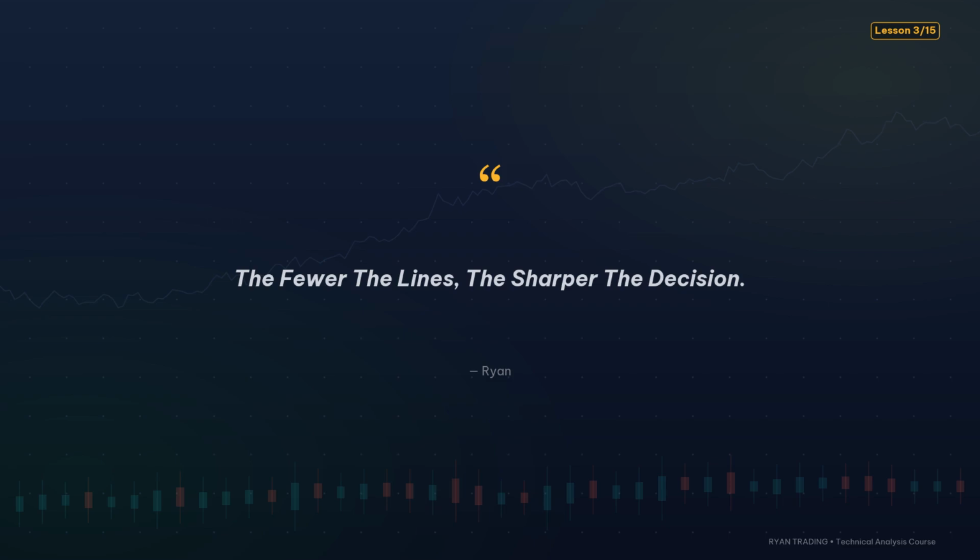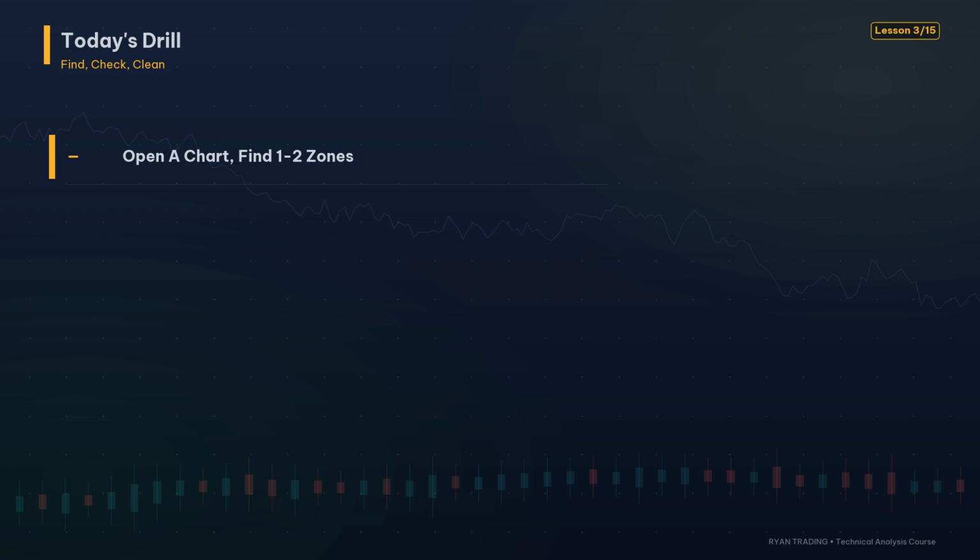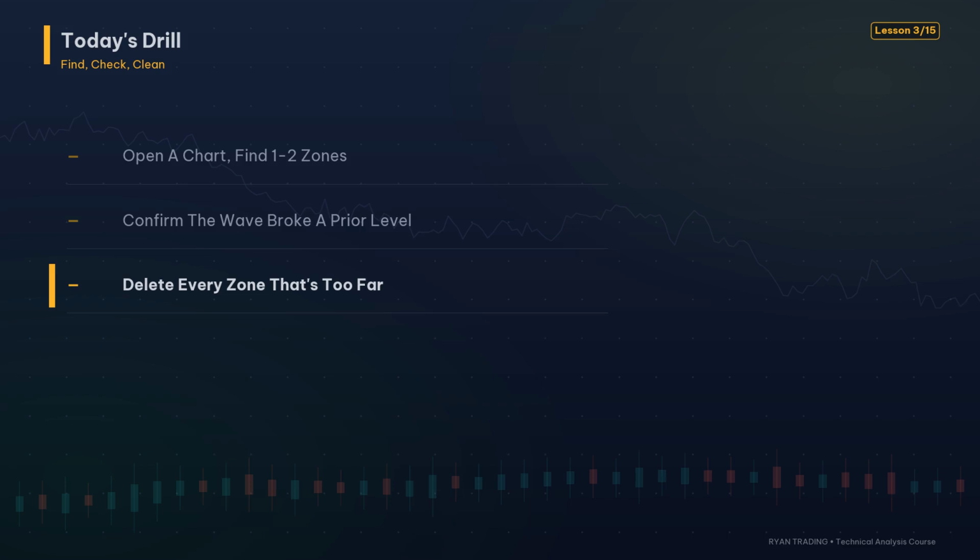This is something I want you to remember before we move on. The fewer the lines on your chart, the sharper and faster your decisions become. Open any chart and find one or two nearby zones. Confirm the wave from each one broke a prior high or low. Delete every zone sitting too far away.